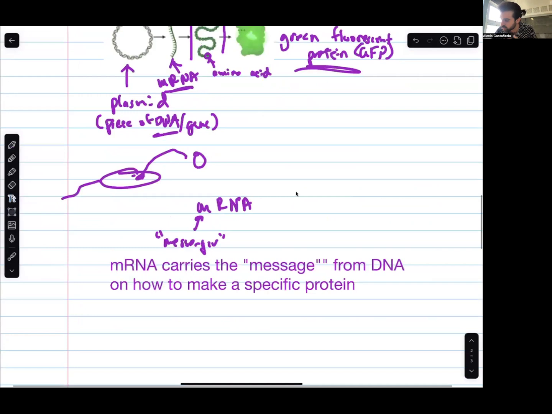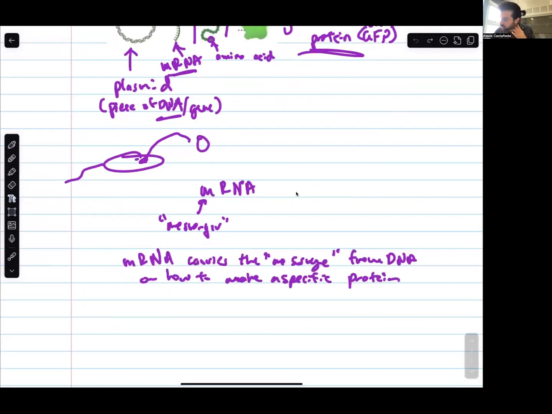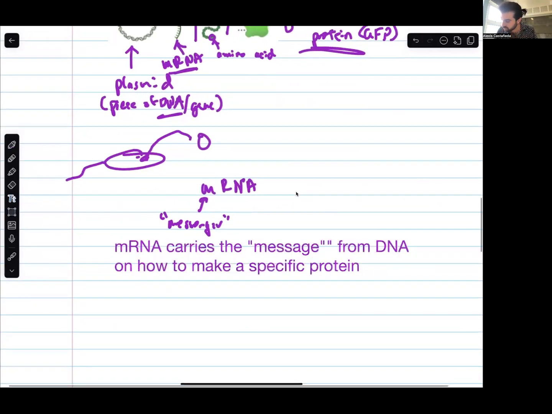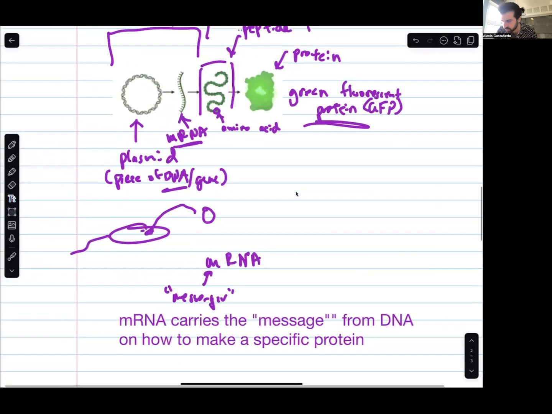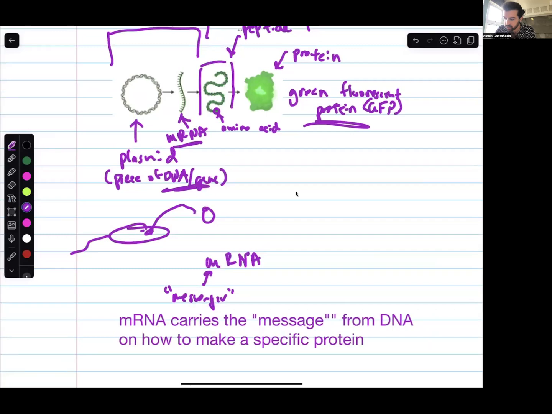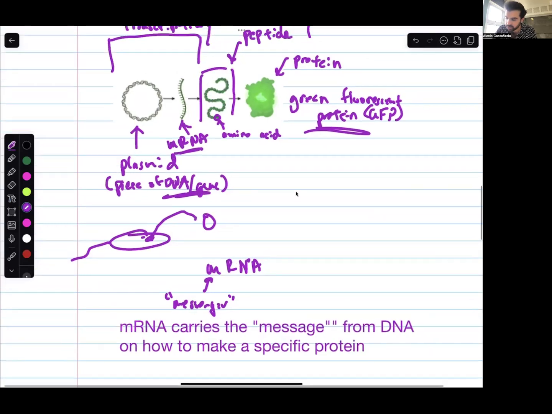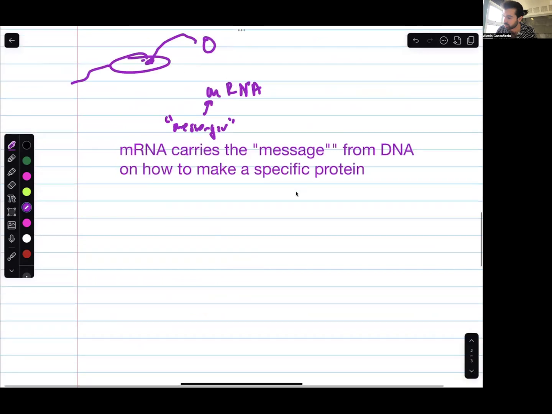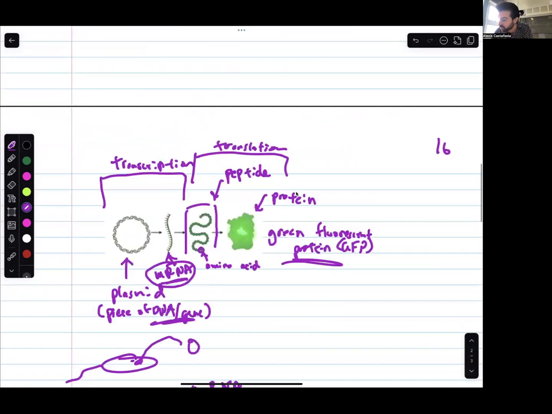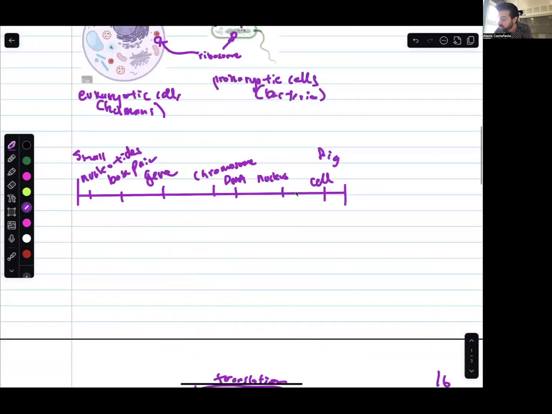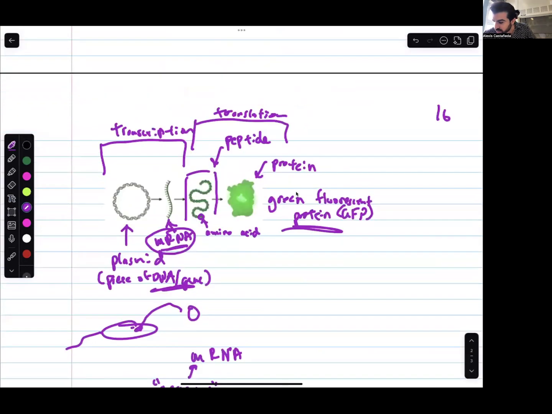In this case, we are going to give the bacteria a gene or a piece of DNA, a plasmid, that is going to eventually create a green fluorescent protein. So we're going to go first through mRNA, and then it's going to be GFP. But that's what's going to happen in the next lab. So this should be on pages 15 and 16 of your notebooks. And this is just to give you a view of what's coming next.